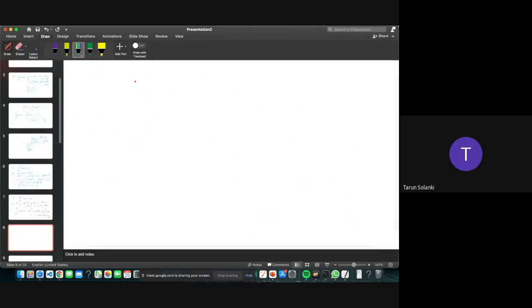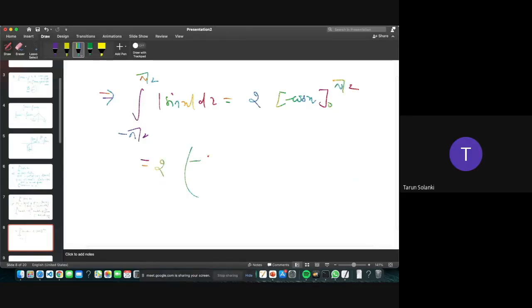So what we have concluded: the integral from minus pi by 2 to pi by 2 of modulus of sin x dx will become twice of minus cos x from 0 to pi by 2. So finally it becomes 2 times minus cos pi by 2 plus cos of 0, which is equal to 2. So this is our answer.